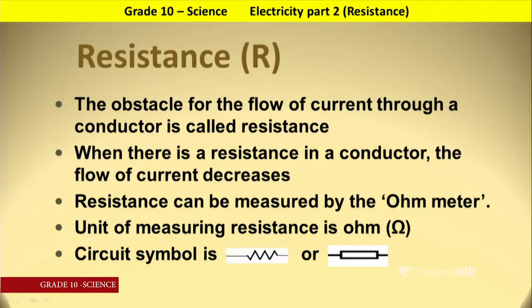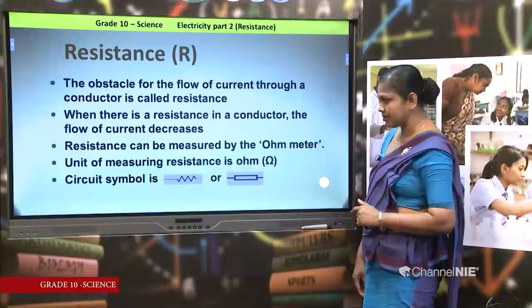Resistance can be measured by the ohm meter. Here, the ohm meter is the particular instrument. If there is no ohm meter, we can use a multimeter too. You know that the multimeter can be used to measure the potential difference, current flow and the resistance all together. Then the unit of measuring resistance is ohm. The circuit symbols to represent the resistance in a circuit are these symbols.